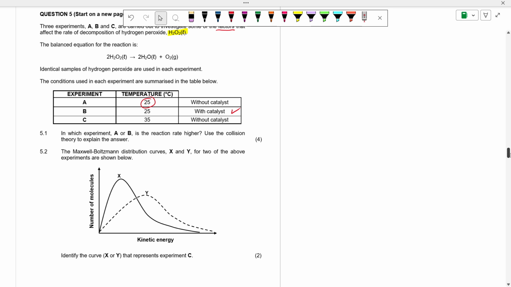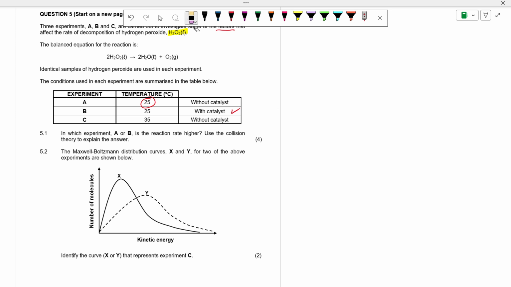Question 5.1, in which experiment A or B is the reaction rate higher? Use the collision theory to explain the answer. Okay, just looking at A and B, first of all, which factor are we focusing on? Temperature. Okay, Donald, what do you think? Which factor are we focusing on in 5.1? I think it's temperature.